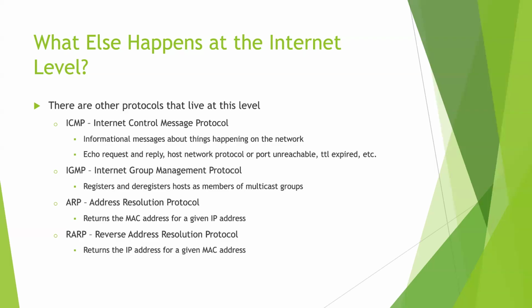And then there's also reverse ARP, or RARP, which allows a host that knows a MAC address to find out what the IP is for that address. So it's basically the reverse. The ARP protocol says, I have an IP address, what's the MAC address for that? And then the RARP protocol says, I have a MAC address, what's the IP address for that? Now, you won't see RARP too much on the wire, but you'll see ARP all the time.